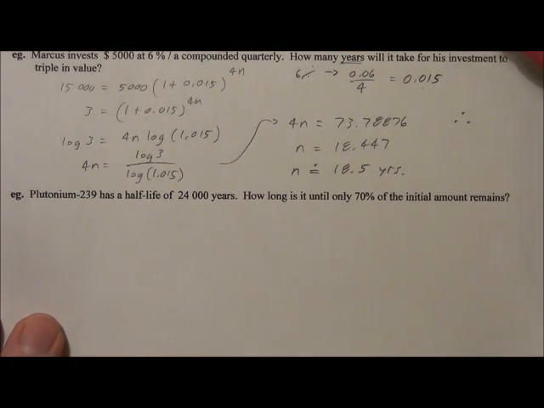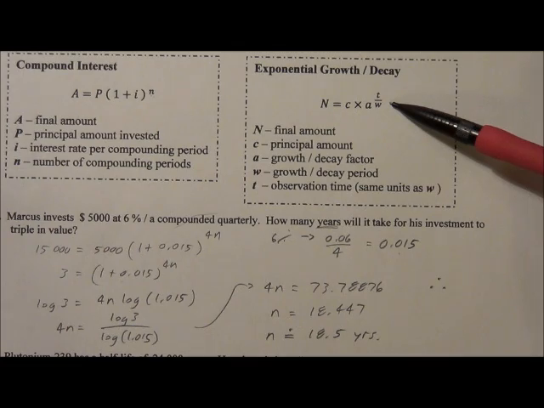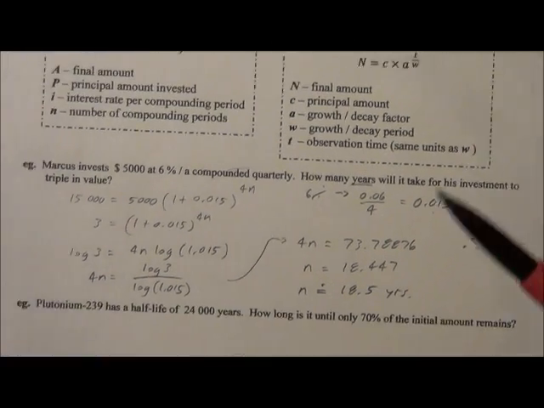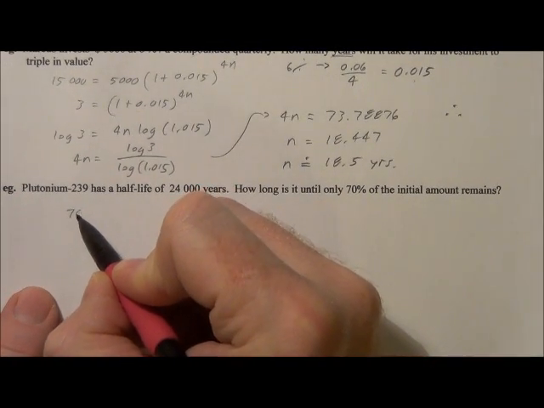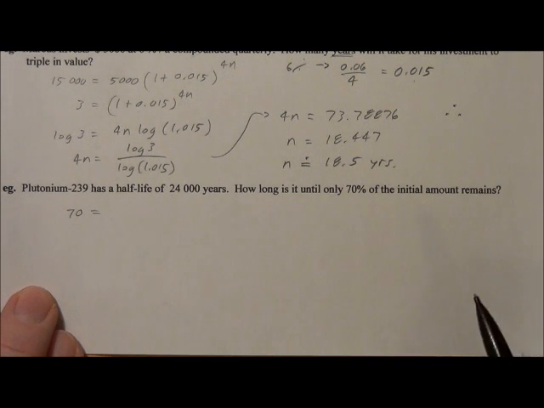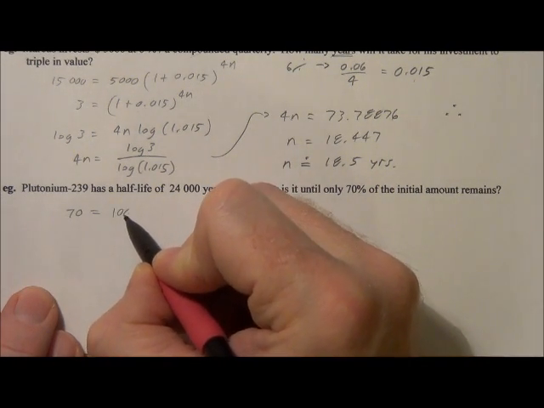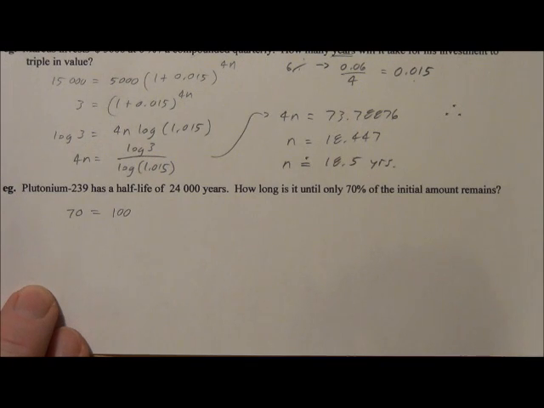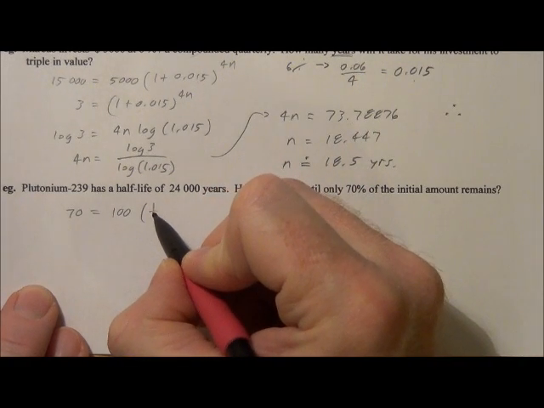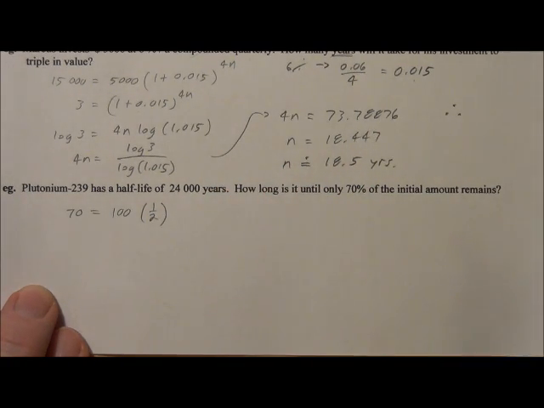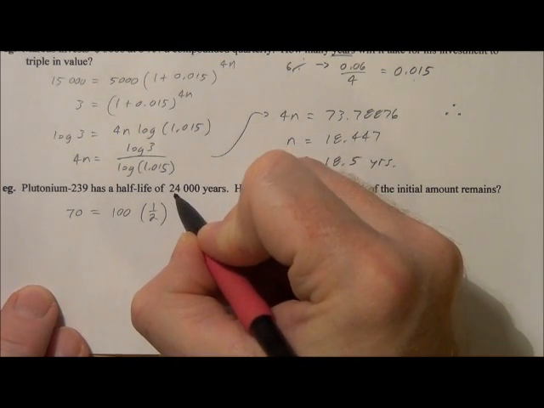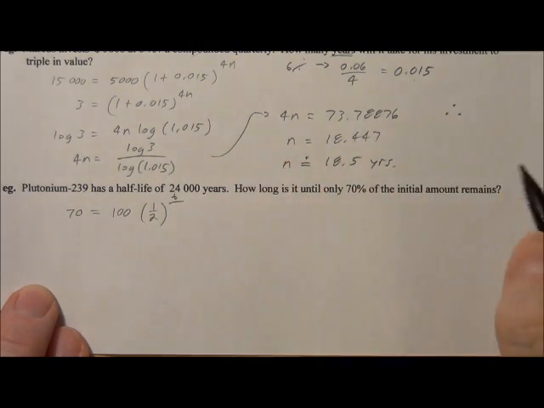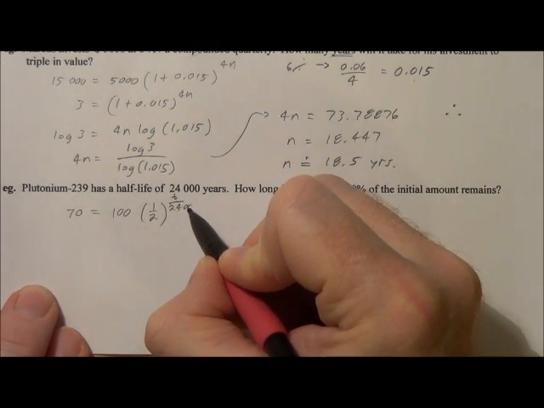Okay, so we use the exponential growth and decay formula for this. So we want the final amount, and so the final amount is going to be 70%. So we got 70. So the initial amount, well, we don't know what that is, but I imagine it'll be all of what you buy, so that would be 100%. And it's a half-life, so the growth or decay factor, in this case the decay factor, is a half. And we want to know how long it's going to be until 70% remains, so we need to find the t, and the half-life is 24,000.